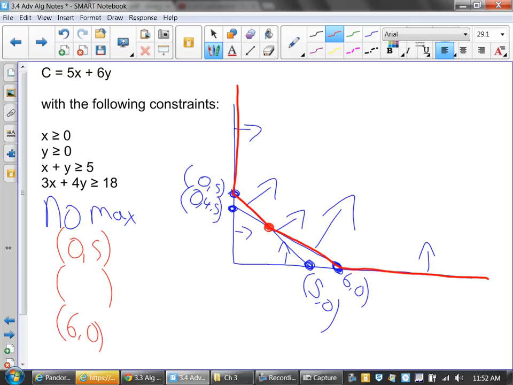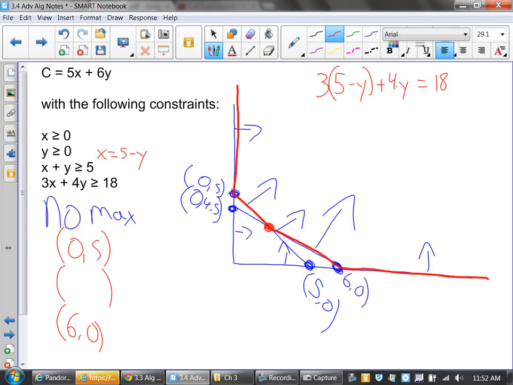This new point occurs where those two graphs intersect, which means I have to use some sort of linear combination or something to figure that out. Since x plus y is greater than or equal to 5, I'm just going to say x is 5 minus y. You okay with that? I'm going to use substitution. So I'm going to substitute in. So I get 3 times (5 minus y) plus 4y is 18.